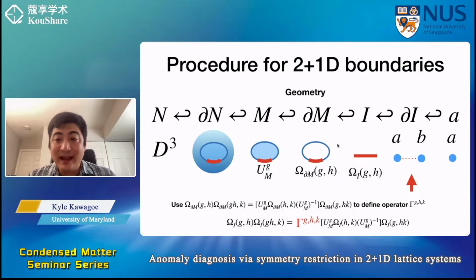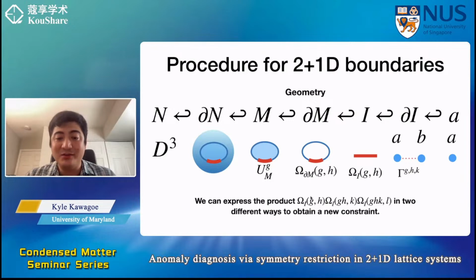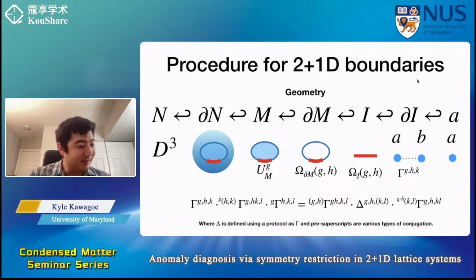Okay, so now, of course, there will be a relationship between these different gamma operators. In particular, if you write the product of omega_I, so GH, GH comma K, and GHK comma L in two different ways, which I won't show you how to do because it's really long. But if you express this in two different ways by reducing these products of omegas into gammas, what you arrive at is another relation.